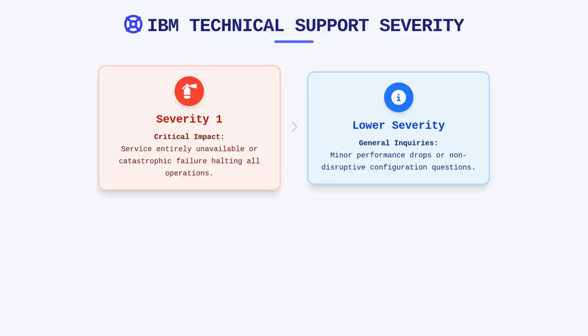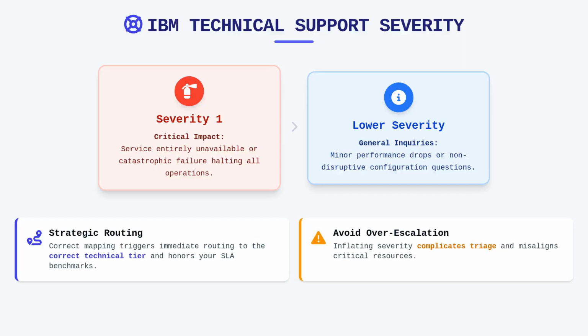It is a common misconception that escalating every ticket to the highest severity level results in faster service, but in reality, this often complicates the triage process and misaligns resources. Understanding these classifications is vital because service level agreements are strictly tied to the severity level you select during the submission process. When you correctly map your issue to the appropriate severity, you enable the IBM support system to route your ticket to the correct technical tier immediately.